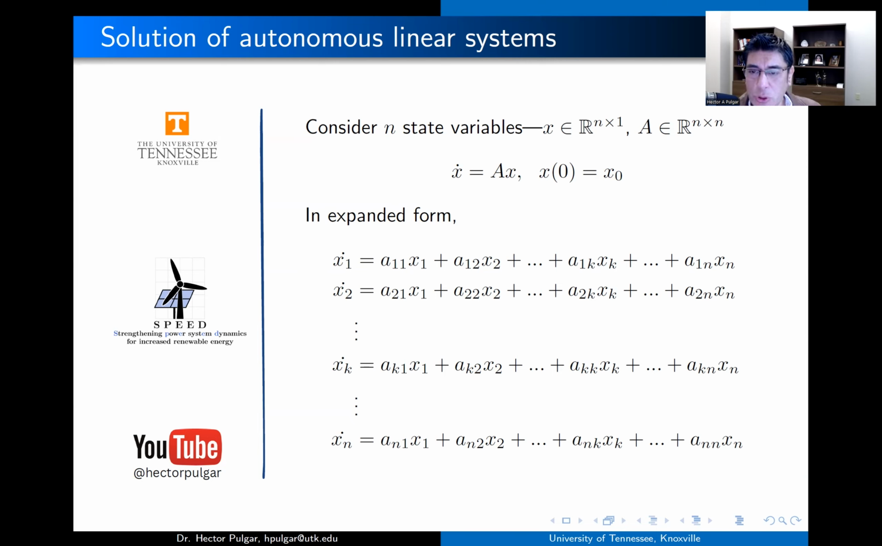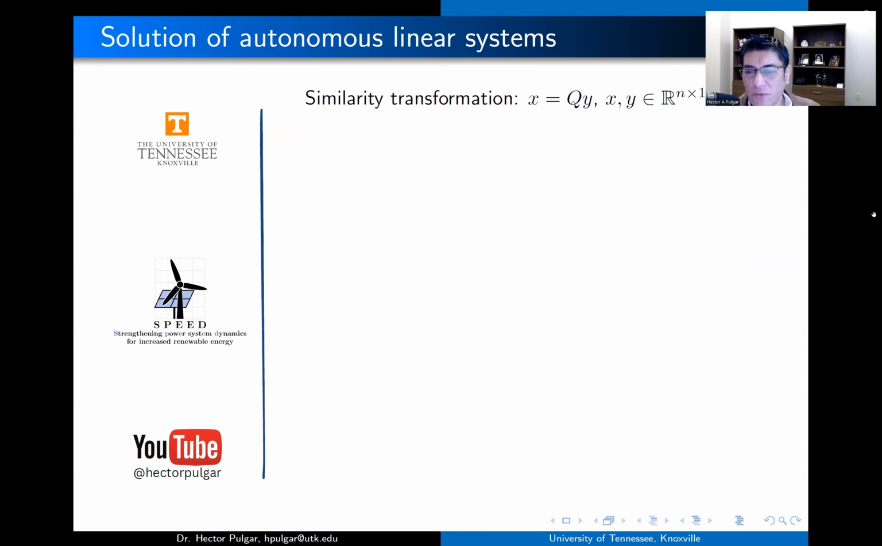To obtain an easy solution, we propose a change of the basis of this description. For the new basis, we use the right eigenvectors of the matrix A. We call this a similarity transformation, where the relationship between the original state variables and the new state variables, the vector y, is through this relationship. Q is the matrix of the right eigenvectors, and because they are linearly independent, the matrix Q is invertible. Because of that, we can also obtain this relationship.